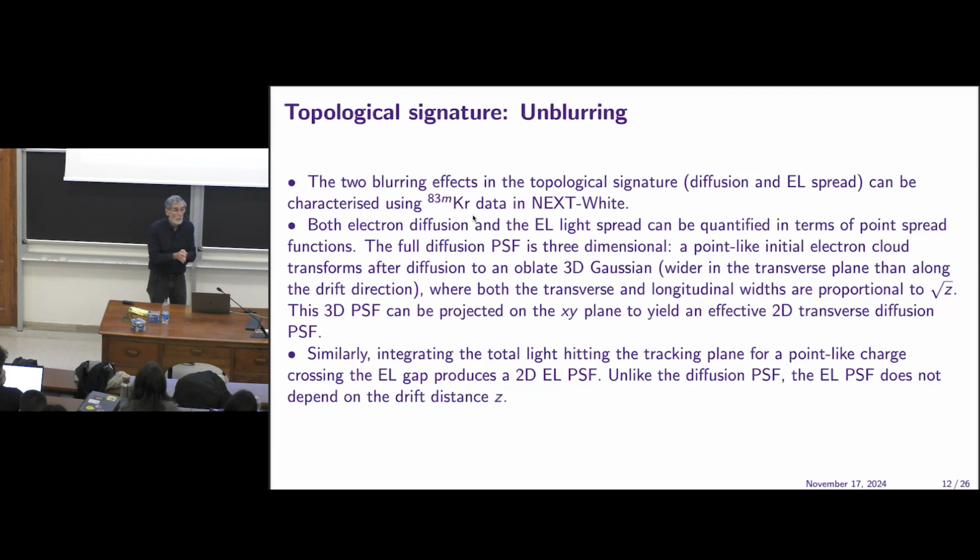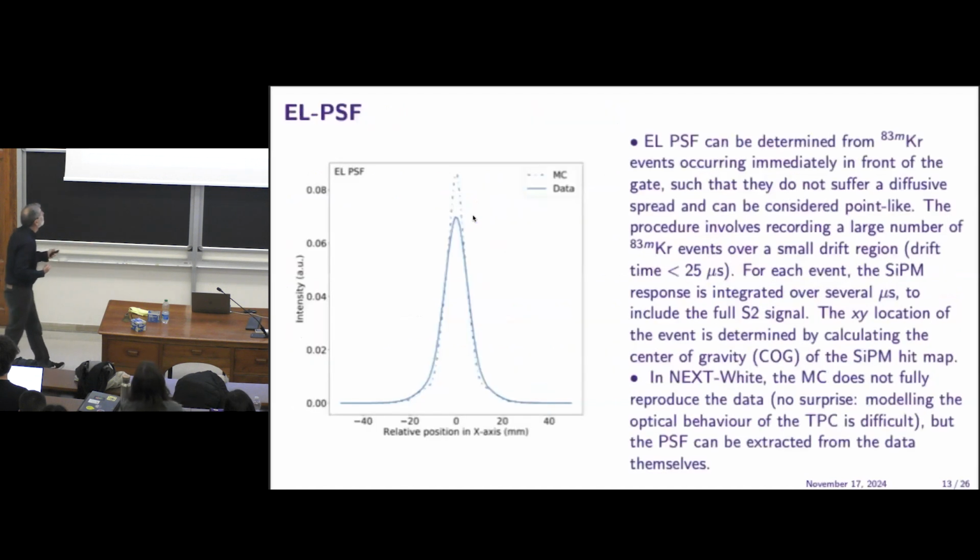But again, Krypton is there. So Krypton is a point. We measure a Gaussian. So we measure the PSF using Krypton. And this is the way we do it. We measure the PSF with Krypton.